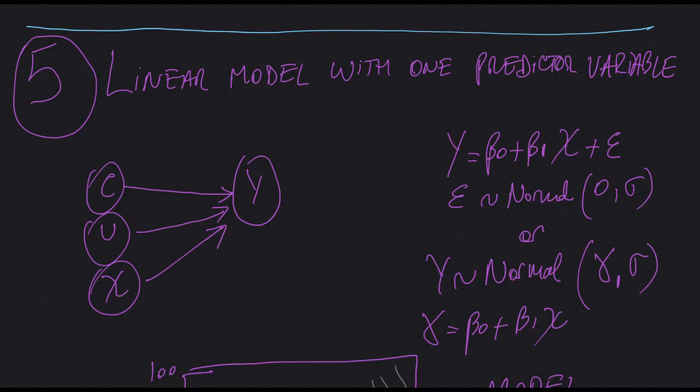Now we add one predictor variable to our model. So if in the causal model we had the constant, not the variable, and an unknown variable, now we add a variable of interest that we are measuring. So that becomes a more interesting causal model. Now, typically, this C is not going to be there.